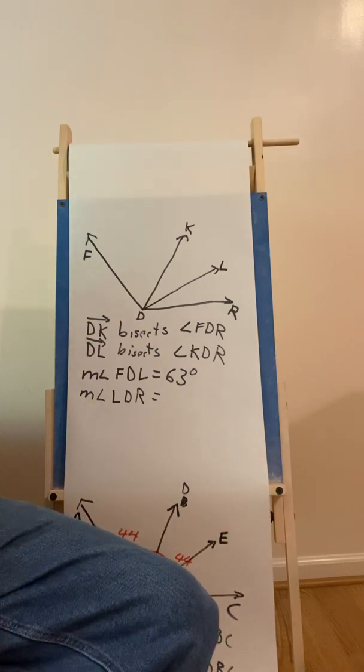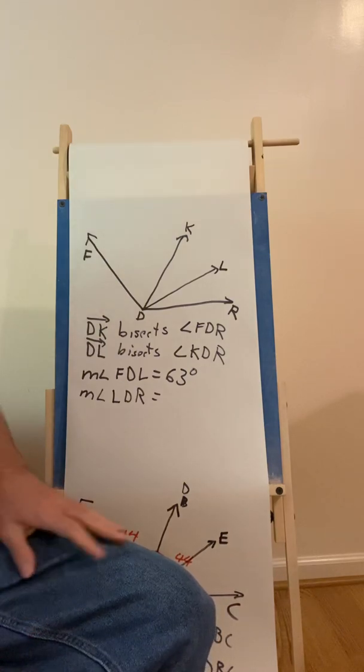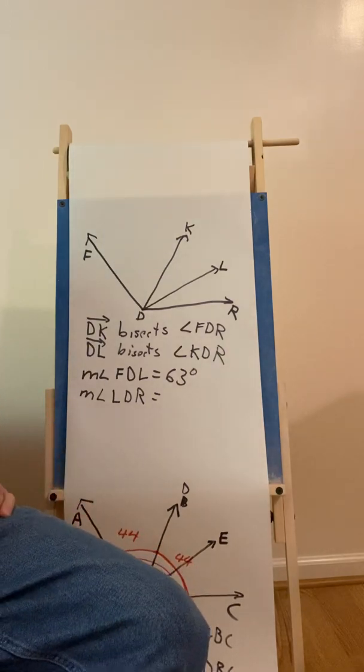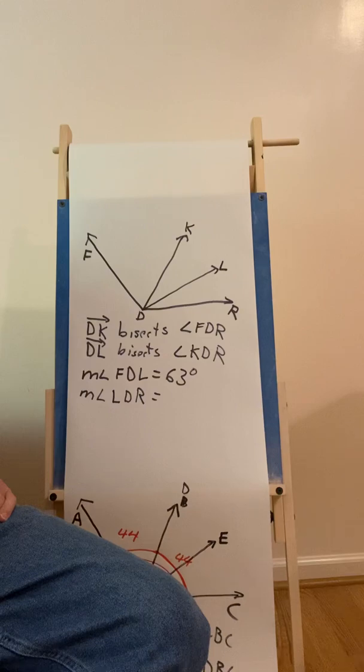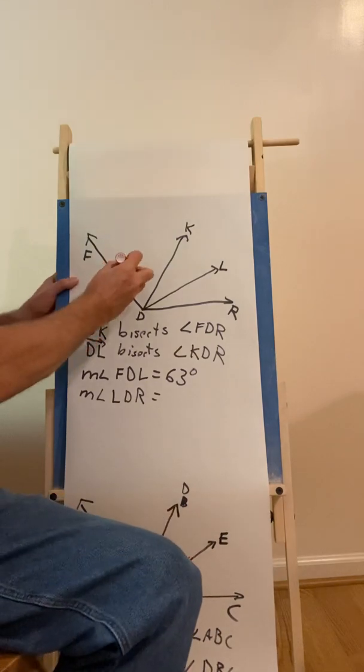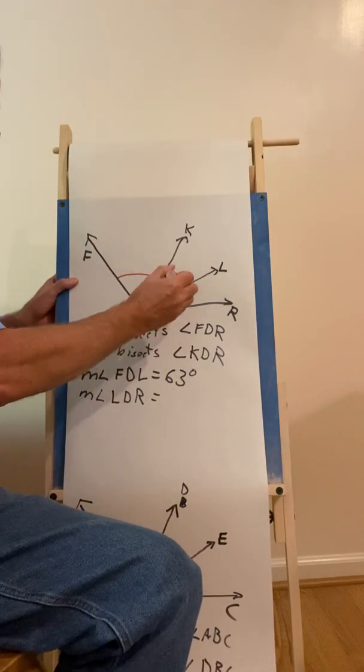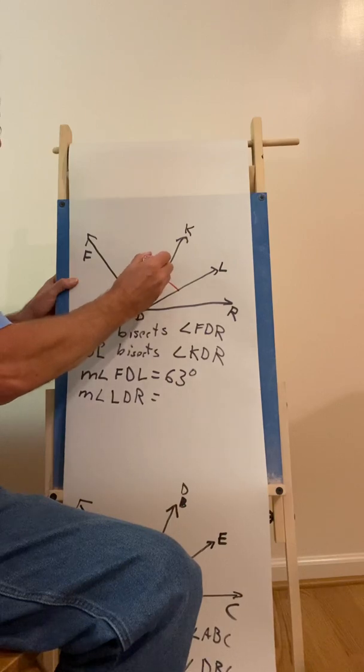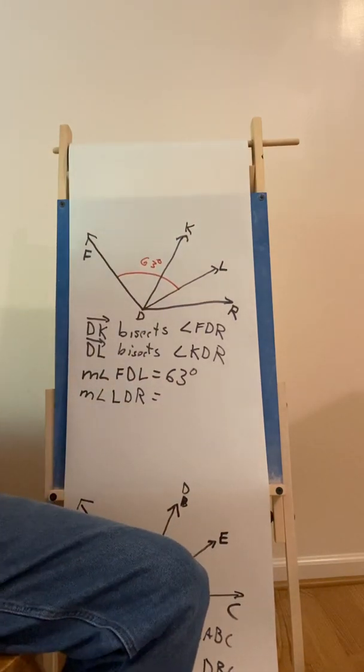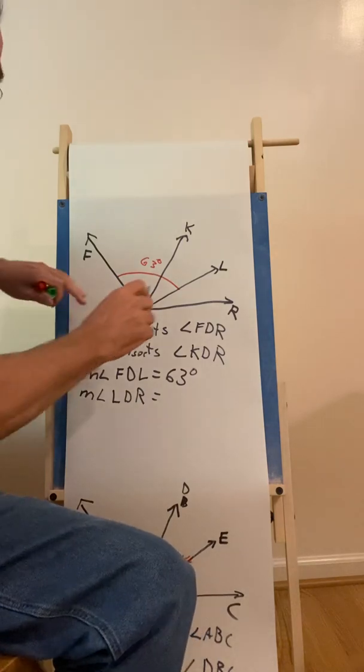I wonder if any of you can figure that one out on your own. So why don't you give that a try, pause the video, and see if you can do it. Okay, if you've unpaused the video and you thought about it, you may realize it's the same type of problem we just did, except reverse. So here we're given angle FDL. FDL is this angle right here, and that measures 63 degrees. And we're trying to find LDR, which is this angle right here.